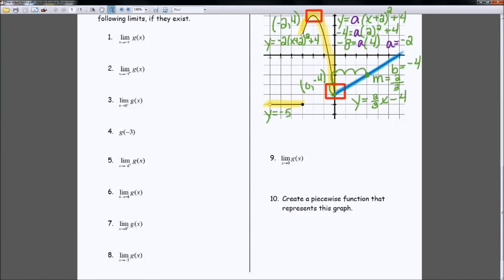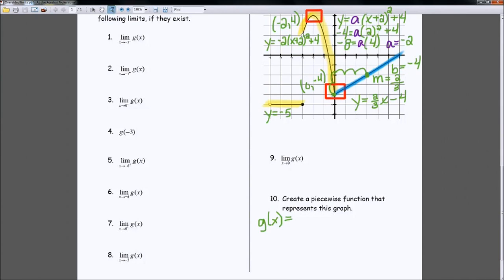All right, let's go and write our g of x. You'll notice that my constant y value, y equals -5, is only true for the values between -6 and -3. But we're not going to include -6 because there's a hole there. So when we talk about our boundaries with our piecewise function, we're going to use the less than sign, but we're not going to include it. We're not going to have that little line underneath. So I'll show you what I mean.